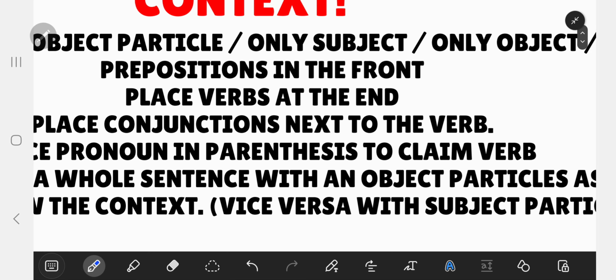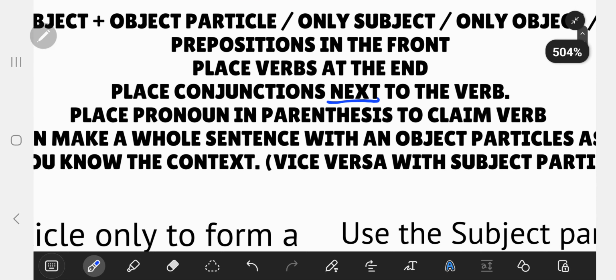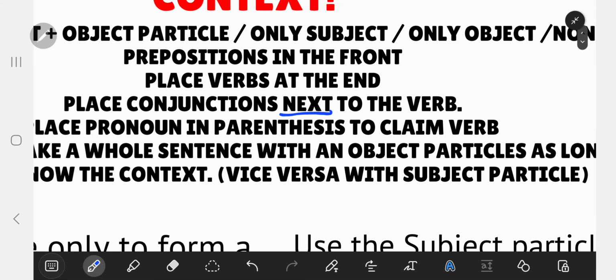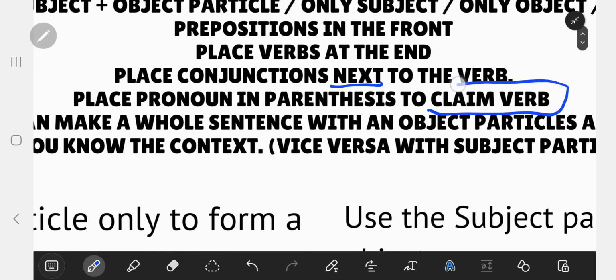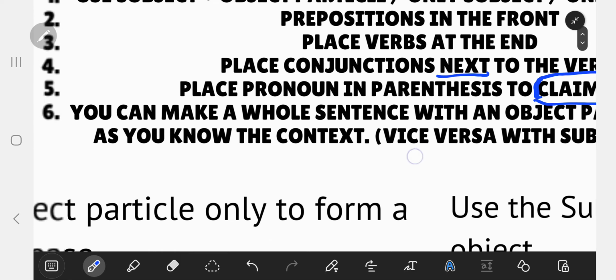And then conjunctions should be next to the verb, right? Because a whole sentence always ends with a verb. A full sentence always ends with the verb. So you want to make sure that the conjunction is next to the verb if we do have a conjunction, whether it be a subordinating conjunction or not. Now place the pronoun in parentheses to claim the verb. We already know that. Just remember that the parentheses doesn't actually mean that it is in the sentence itself, but that is the feeling that you should be getting.